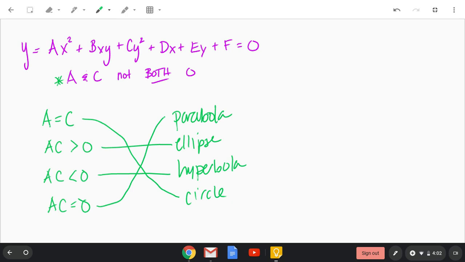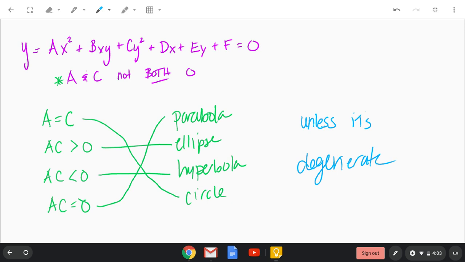Okay. So it sounds easy. That's all good, right? But the problem is that's not always true. This is true unless, dun dun dun, it's degenerate. Degenerate. Okay, if it's degenerate, it's not going to be any of those. I mean, if it's degenerate, it's a degenerate ellipse or a degenerate hyperbola, or whatever.